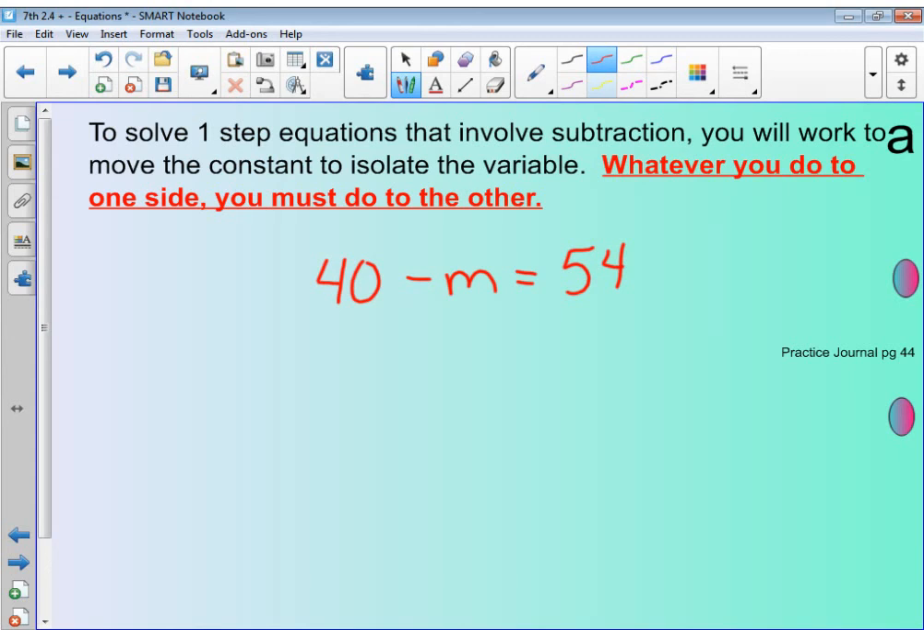Okay, so I want you to work your way through to find out what m equals. So remember, you're isolating by doing the opposite, or you're doing the flip-flop method. So go ahead and pause the video and work your way through either doing the opposite with that integer of 40 or doing the flip-flop method. You should have ended up with m equals negative 14.